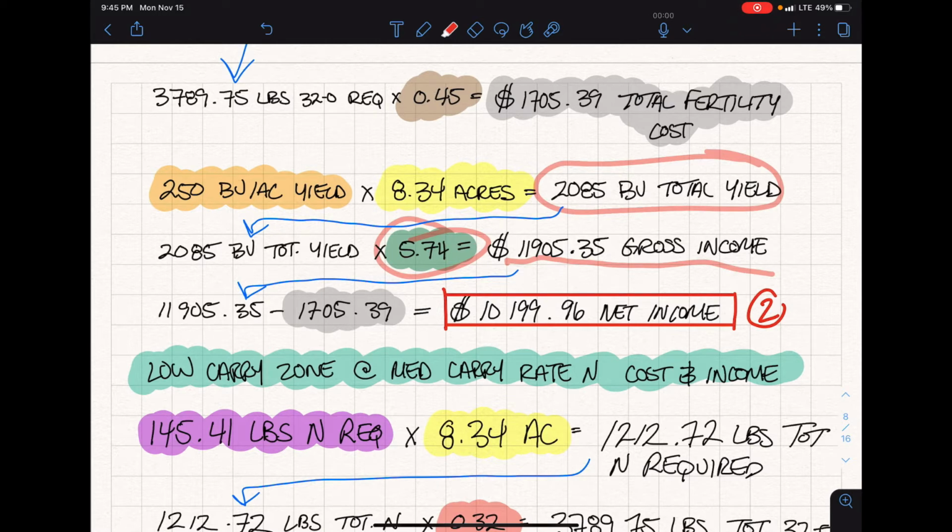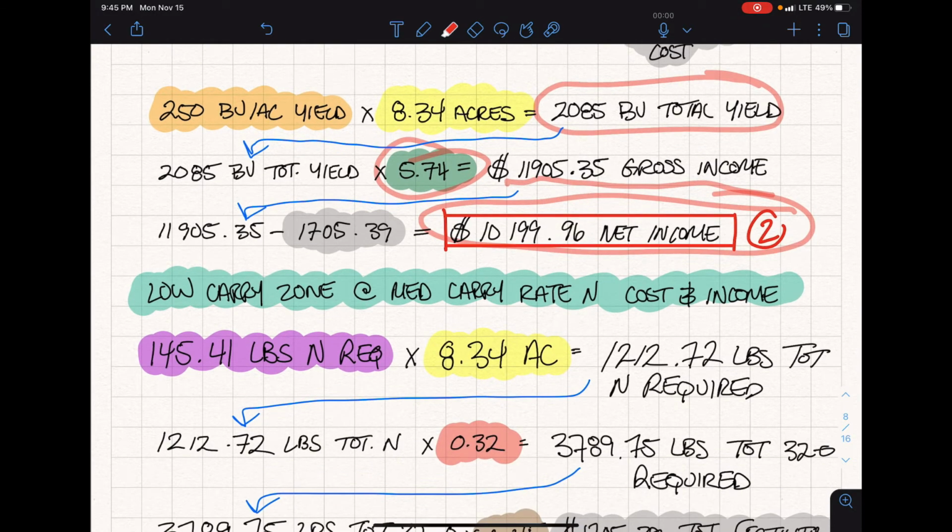Once we have our gross income number, we can carry that down and then refer back to our number in gray highlight here. We would subtract $1,705.39 out of $11,905.35, giving us a total, again, of $10,199.96 net income.